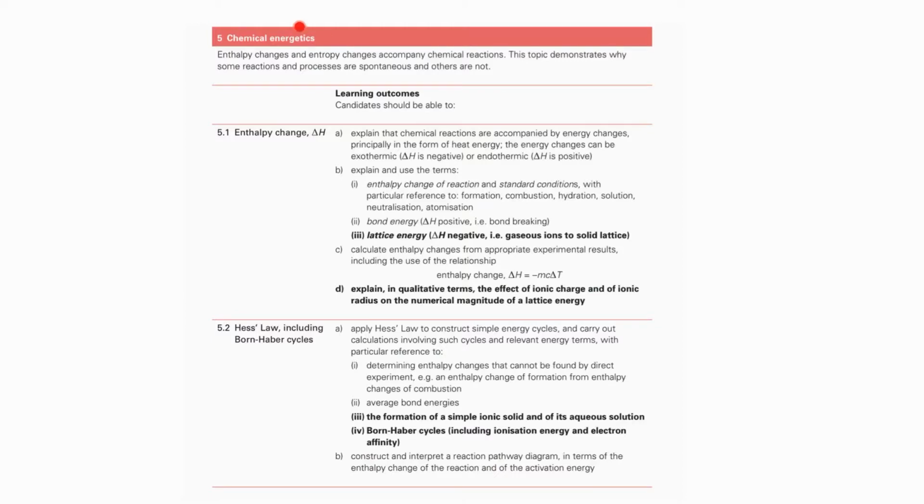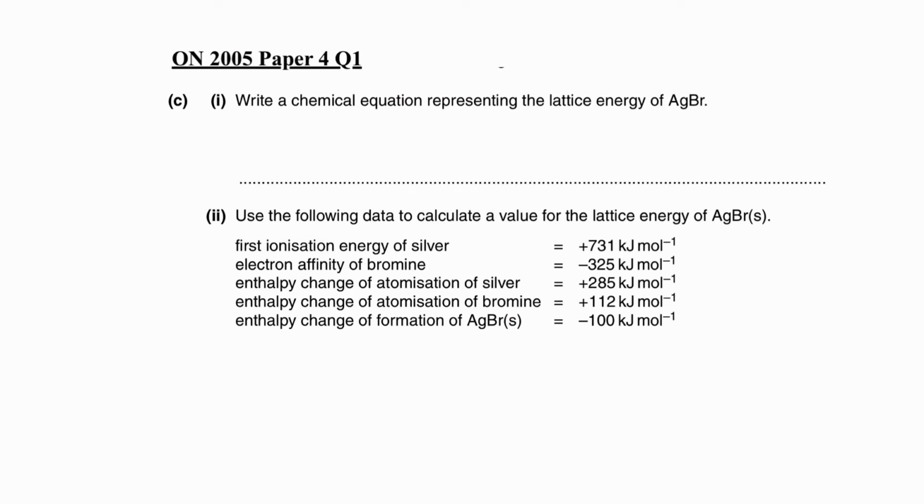Today we will go into Chapter 5, Chemical Energetics for A2, to learn how to construct a Born-Haber cycle. So we'll make use of this question from October-November 2005, Paper 4, Question 1C, to construct a Born-Haber cycle to calculate a value for the lattice energy of silver bromide.